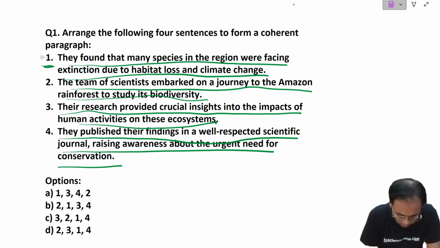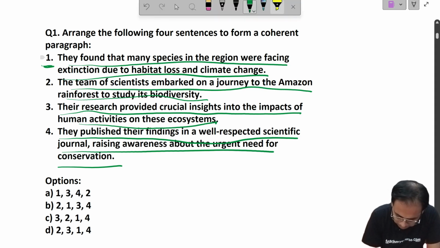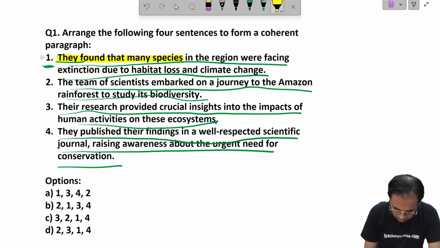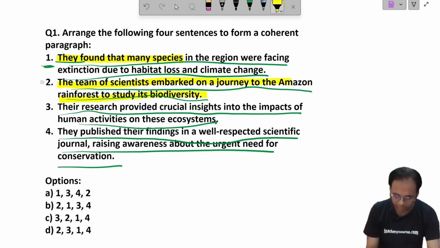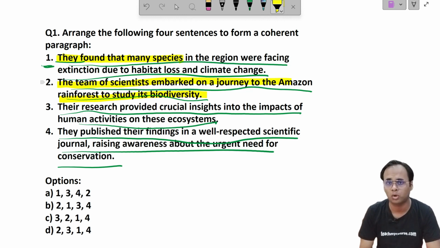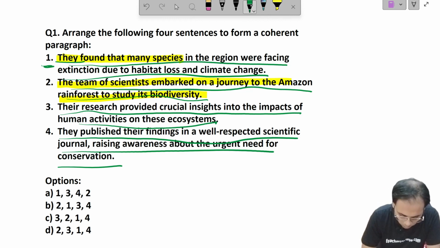Now, the first sentence starts with "they found that". Okay, so it says that they found that many species. Who found? It cannot be the first sentence. Let us see. Then comes: the team of scientists embarked on a journey to the Amazon rainforest to study its biodiversity. This seems logical to start with. So it is saying a team of scientists have begun a journey to the Amazon rainforest and they want to study the diversity of the Amazon rainforest. This makes sense to be the first sentence of the paragraph. So this can probably be the first sentence. Let me just mark one over here.